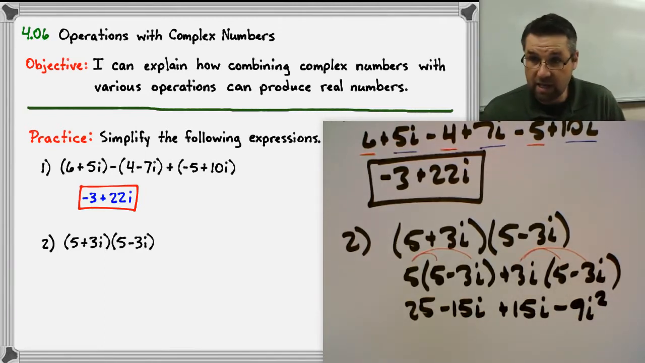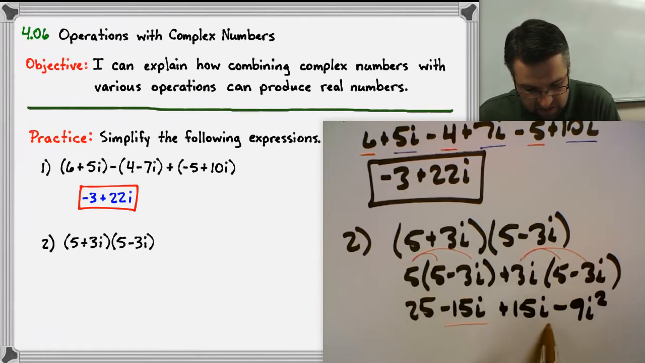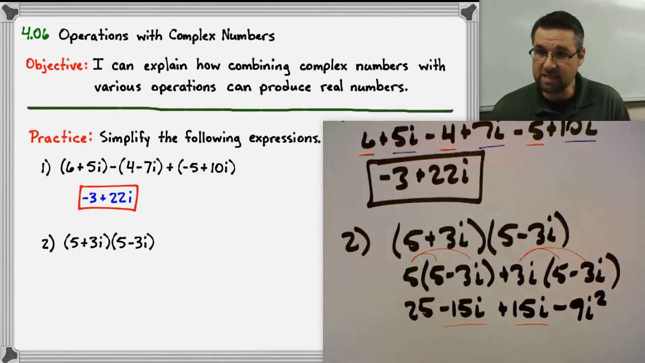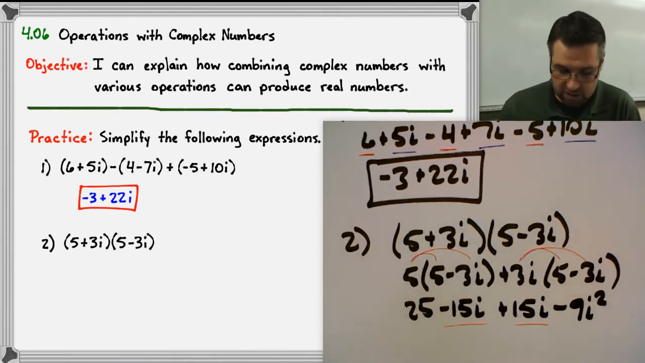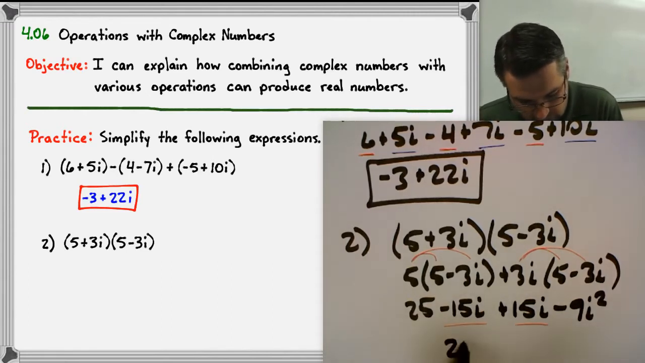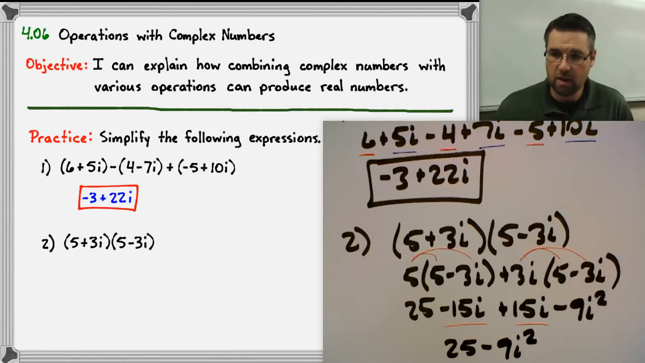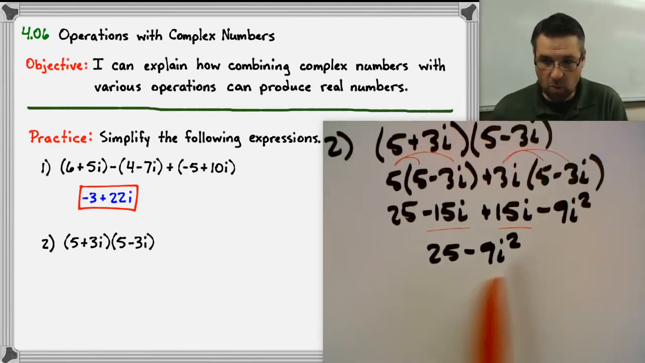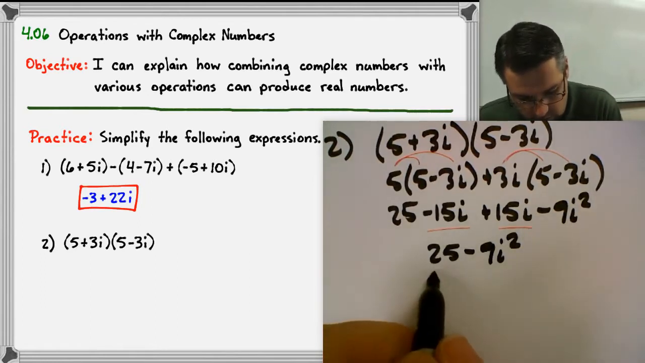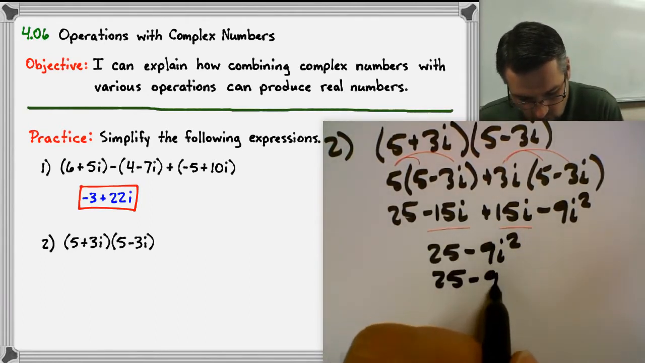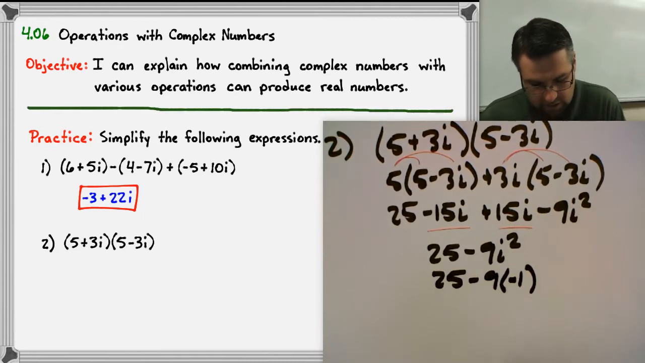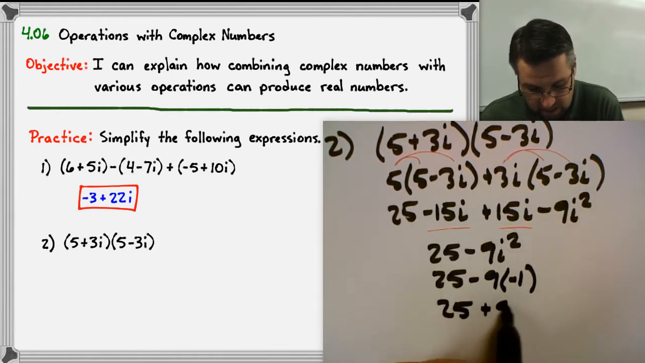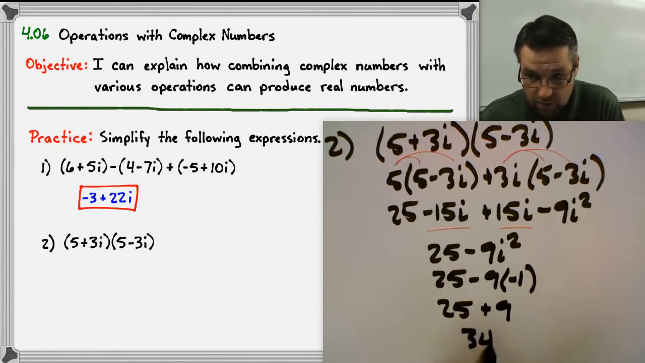Now we can go ahead and combine like terms. We've got -15i and 15i. That's actually going to cancel each other out because that turns into 0. And we're left with 25 minus 9i squared. But then we can go one step further, because remember that i squared is -1, so we can replace it with -1. And so we can keep going. So we have 25 plus 9, and 25 plus 9 is 34.